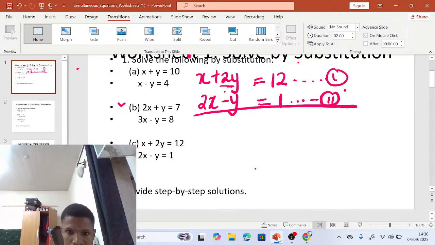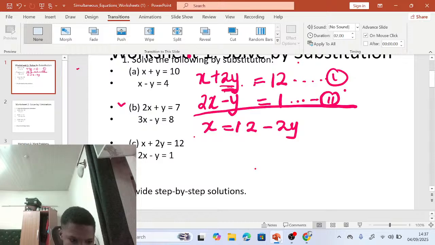So as we are solving, you can see that here we are trying to make x the subject of the formula. So what I have to do to make x subject of the formula is that I'm going to subtract 2y, as I said earlier, from both sides. So x is equal to 12 minus 2y, or I say 2y crosses the equality sign. That's making x subject of the formula.